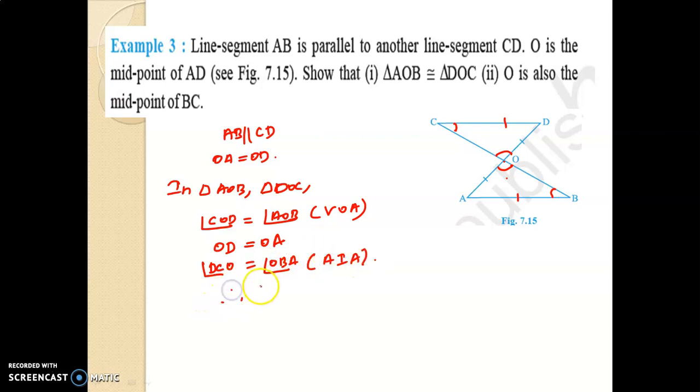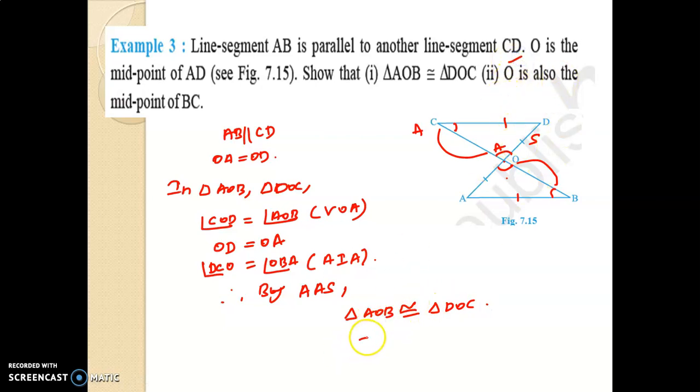So this is angle angle side. By which criteria? AAS, that is two angles and a non-included side. So by AAS, triangle AOB is congruent to triangle DOC. From this we can show that O is the midpoint, which implies OB equal to OC. Okay, they are congruent.